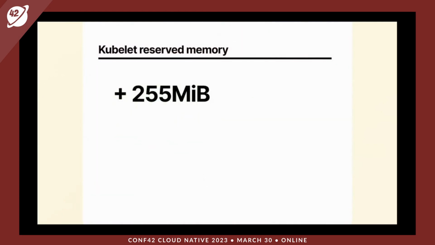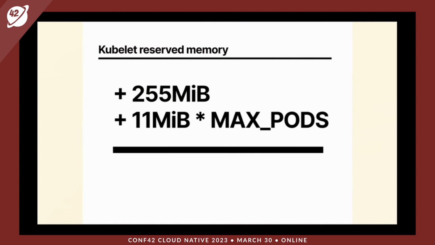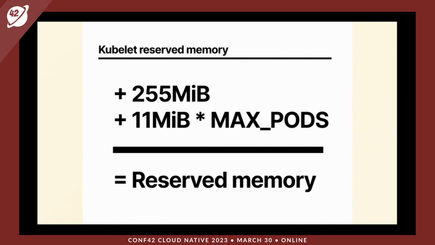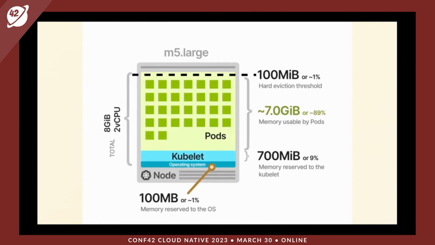Your cloud vendor will usually choose these numbers for you. For example, AWS typically reserves 255 meg memory for the kubelets, plus 11 meg for each pod that you can deploy on that instance. So this is the reserved memory for the kubelet. The CPU reserved is usually around 0.3 to 0.4 of a CPU. For the operating system, they reserve 100 meg of memory and 0.1 CPU, for the eviction threshold, another 100 meg. So in AWS, if you select an M5 large, here's a visual recap of how the resources are subdivided. With this particular instance, you can deploy 27 pods.